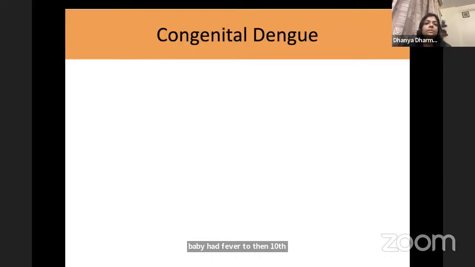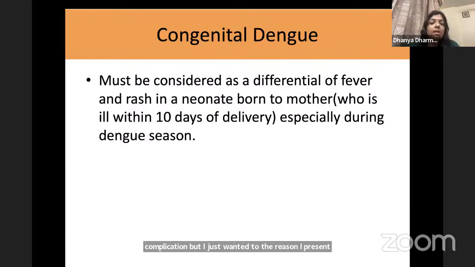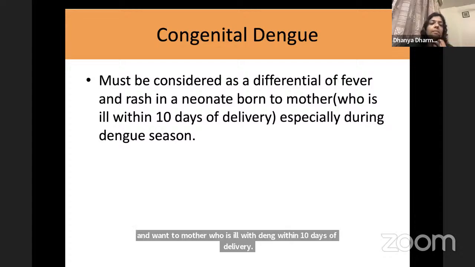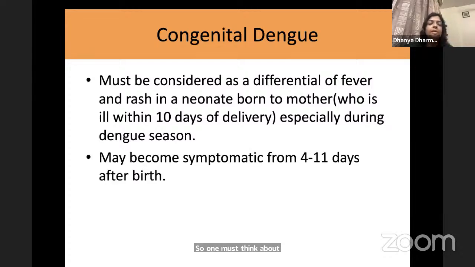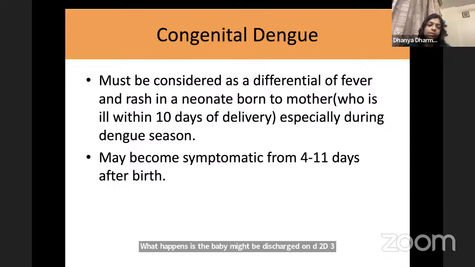But the reason I presented this is because congenital dengue must be considered in a neonate who has fever and rash and is born to a mother who is ill with dengue within 10 days of delivery. So one must think about this and should not miss it, because the baby might be discharged on day 2 or day 3, but the baby can become symptomatic after discharge, anywhere between 4 to 11 days. So that's very, very important.